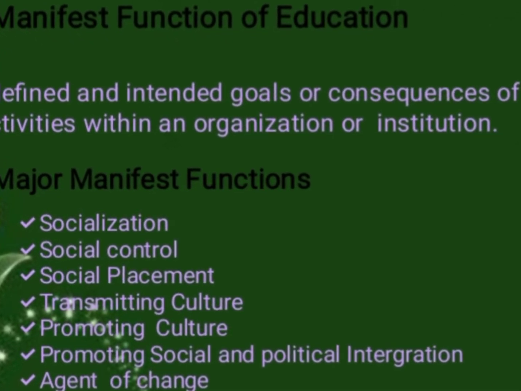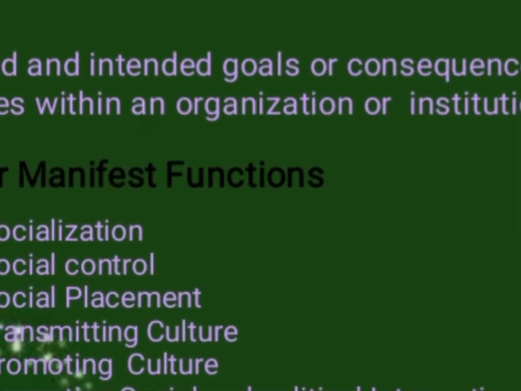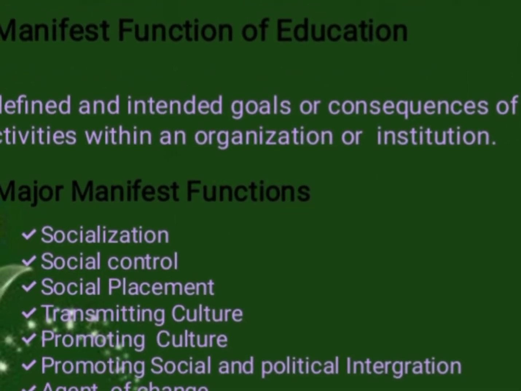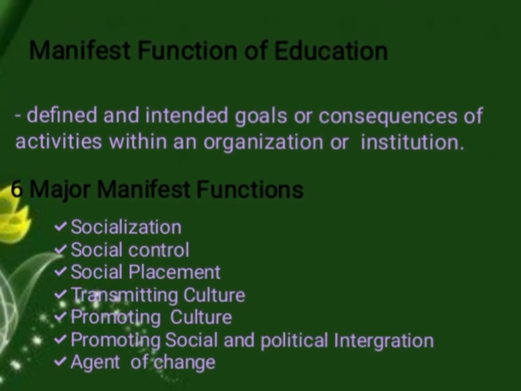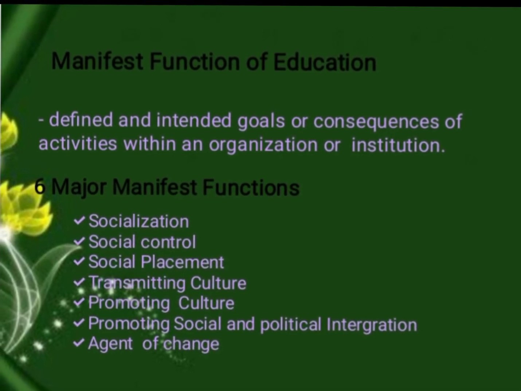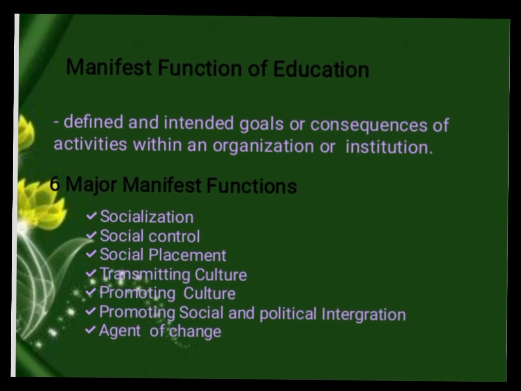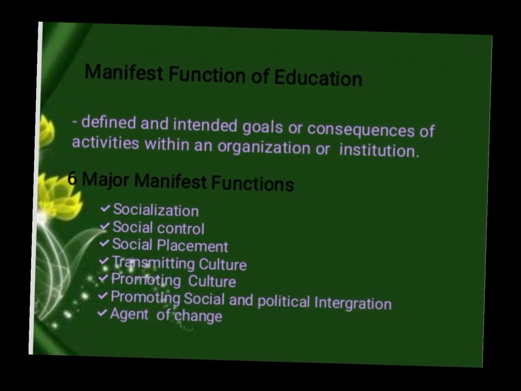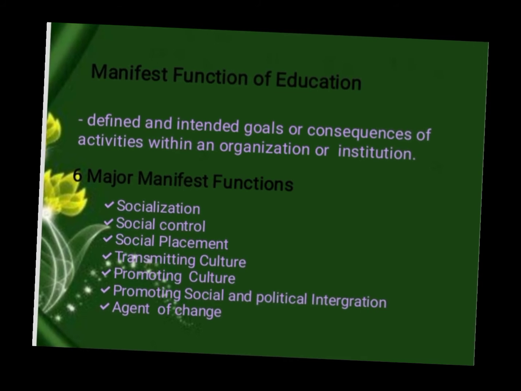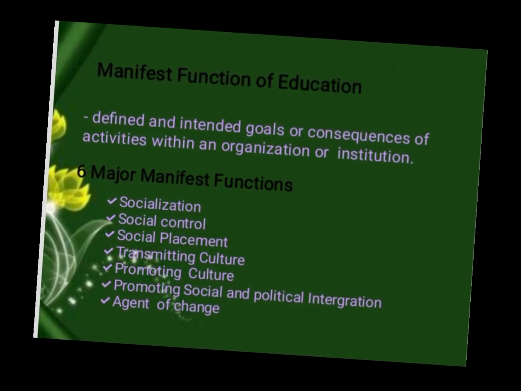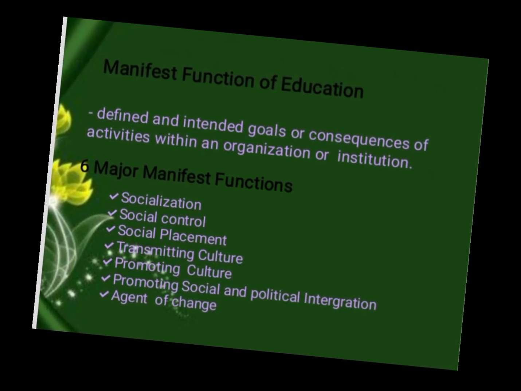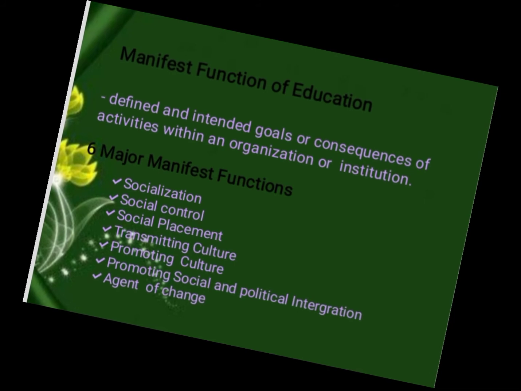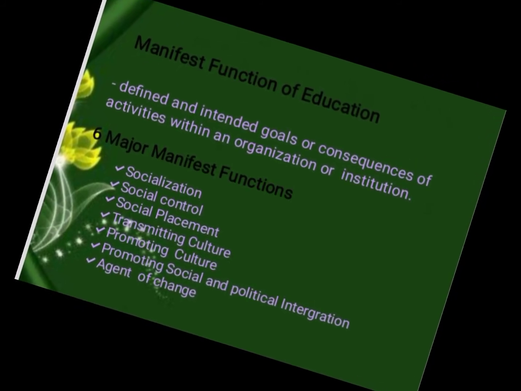Third is social placement. Schools are responsible for identifying the most qualified people to fill available positions in society. Fourth is transmitting culture. As a social institution, education performs a rather conservative function. It is transmitting the dominant culture. Through schooling, each generation of young people is exposed to the existing beliefs, norms, and values of our culture, and also learns respect for social control and reverence for established institutions such as religion, the family, and the government.